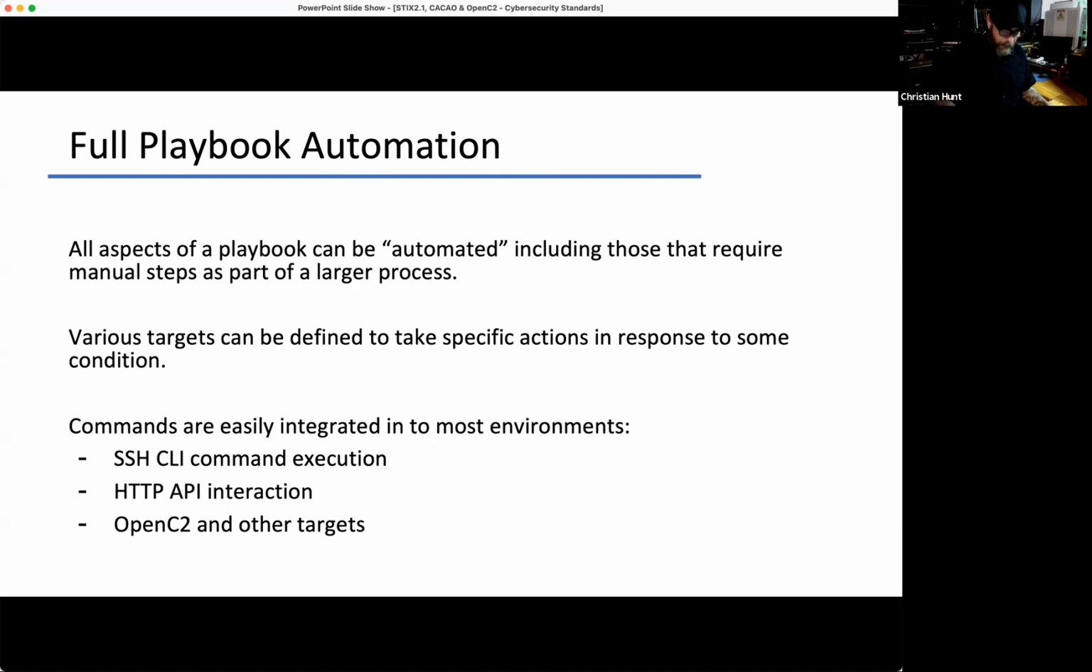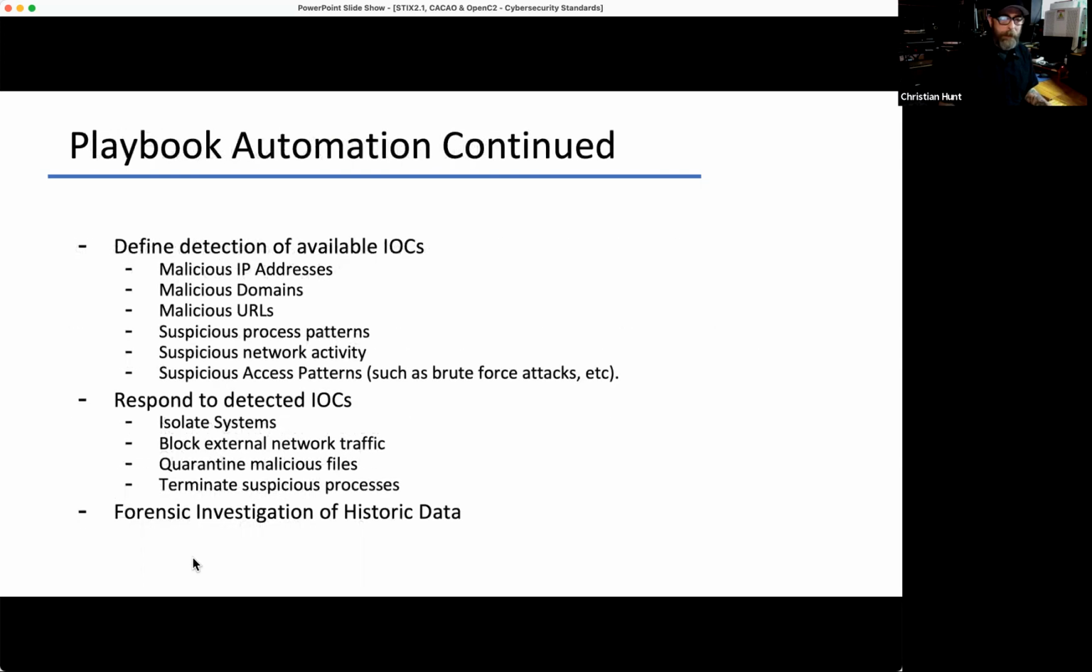It also allows you to integrate for automation very easily with most environments, because you can execute commands over SSH, via HTTP APIs, leveraging OpenC2 and several other targets as well. So, like I said before, malicious IP addresses, domains, URLs, patterns, network activity, things like this can all be represented by IOCs that we can then leverage in our environment to actually detect and protect against these conditions. And again, you can respond in many different ways. Some of the ways here are to isolate systems, block traffic, things of that nature. And like I mentioned before, forensic investigation of historic data.